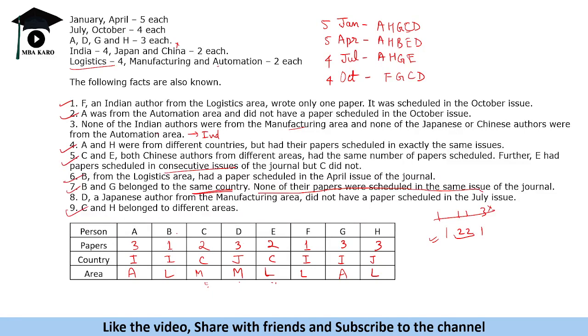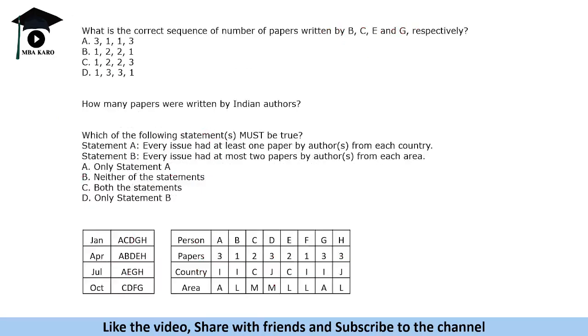This is a difficult and lengthy question, but at the same time it gave you 6 questions to attempt. What is the correct sequence of the number of papers written by B, C, E, and G respectively? You could have done this by maybe seeing the options also. G, we knew three papers, so you could have simply rejected these two options. Then it was about B, C, E, G. This could have been answered by partially solving the set. B, C, E, G: 1, 2, 2, 3. That is the answer to this question.